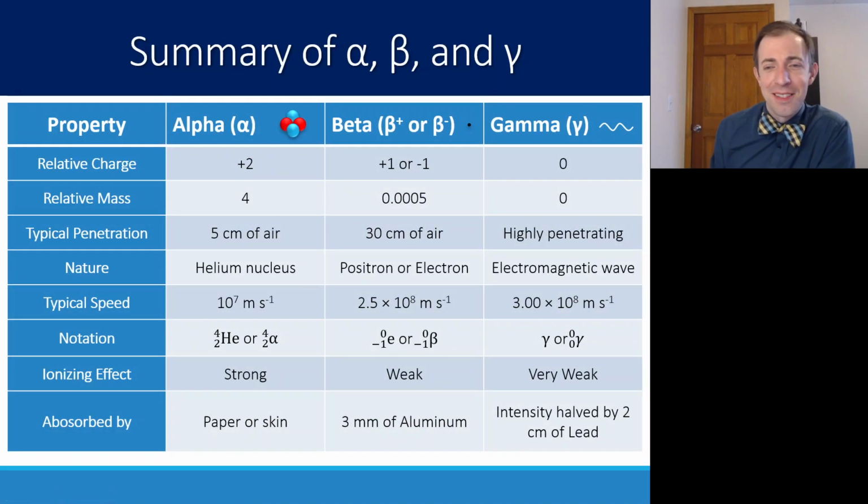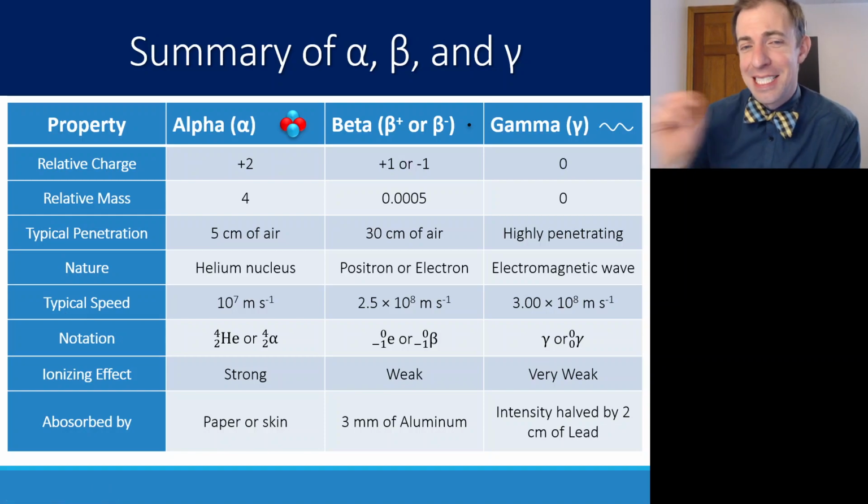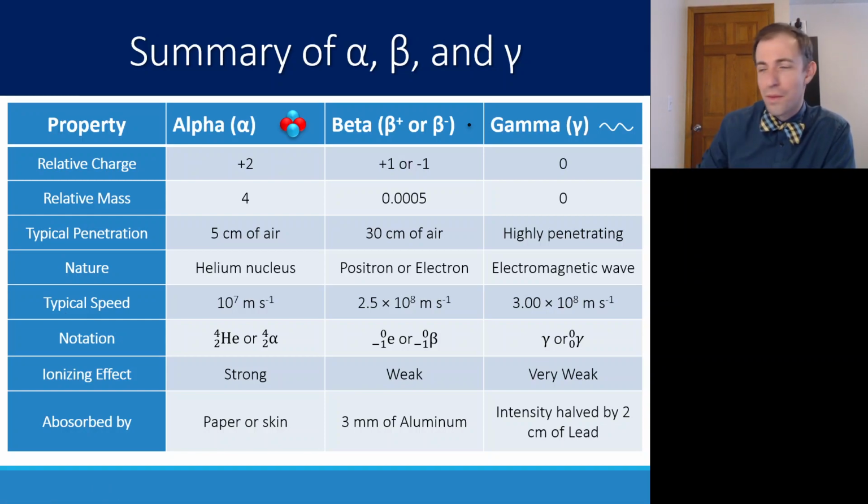All right, here is a summary cheat sheet of everything that you might need to know about alpha, beta, and gamma decay, from their relative charge to their relative mass, their penetration, what they are, how fast they typically exit the nucleus with what kind of velocity, how we notate what they look like in a nuclear reaction, how good they are at ionizing, and how you can stop them with some sort of extra material.